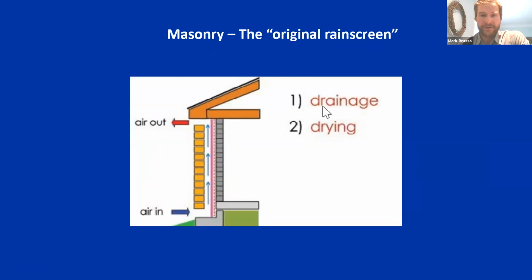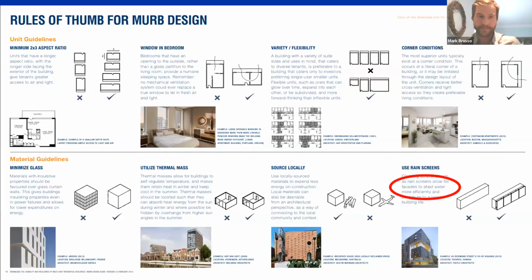It's worth mentioning that masonry, even though we think of it as an old system, an old wall, something that's a little more traditional, is actually considered the original Rainscreen system. In fact, it incorporates a drainage and a drying plane in its assembly. So masonry also qualifies as a rain screen system if we were to compare it to some of these modern rain screen assemblies we'll see a little further on here.